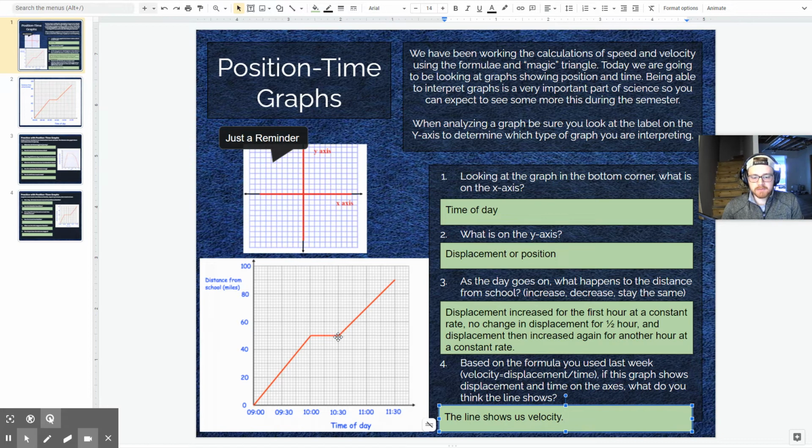Okay. But then from here to here, we're moving from 50 to 90. So we move 40 miles, and we move 40 miles in an hour. So how quickly were we going here? At what constant rate? Well, we were moving at 40 miles an hour forward from here to here. Okay. And that's pretty much a position time graph.